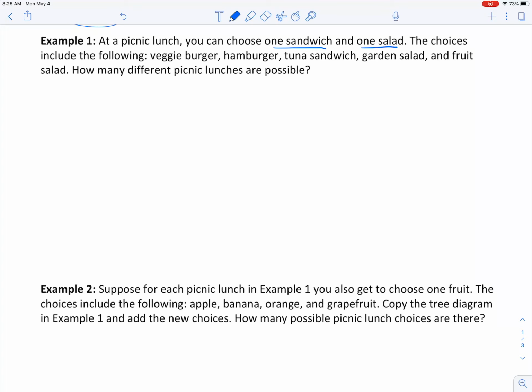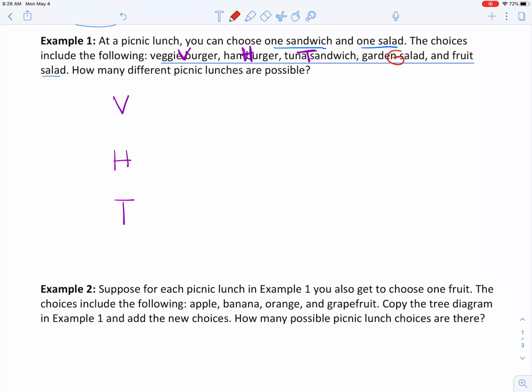So example 1, at a picnic lunch, you choose 1 sandwich and 1 salad. The choices include a veggie burger, hamburger, tuna sandwich, garden salad, and a fruit salad. Okay, so that's all the different possibilities. How many different picnic lunches are possible? All right, so let's see here. I'm going to do a V for veggie burger, an H for hamburger, and a T for a tuna sandwich, okay? So I've got a veggie burger, a hamburger, and a tuna sandwich.